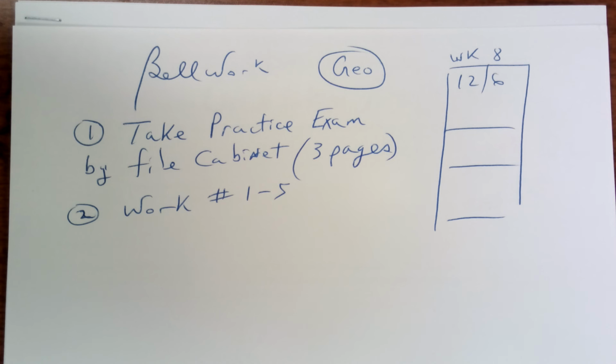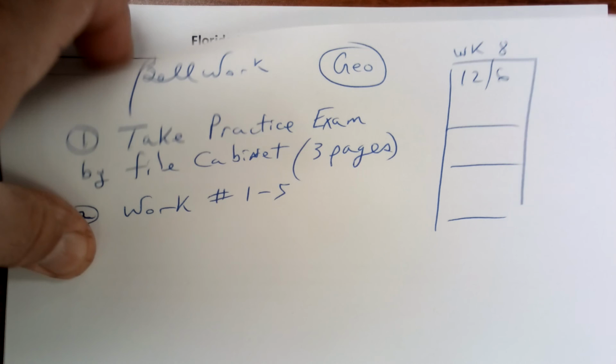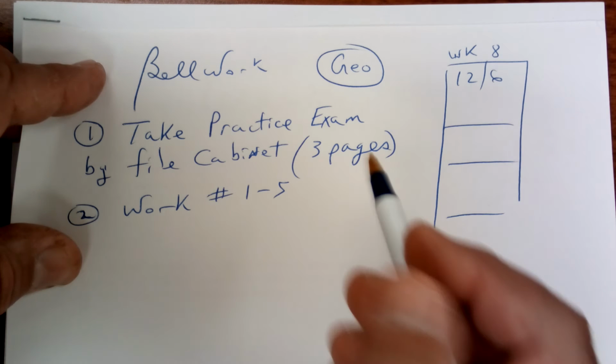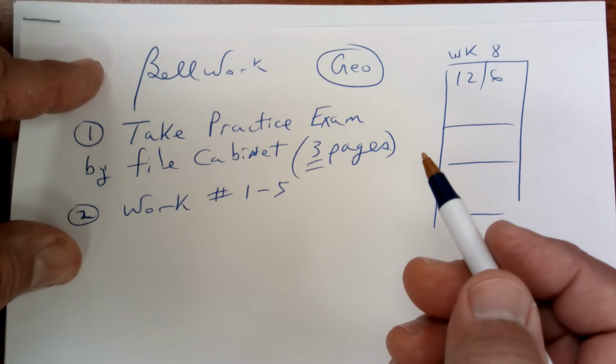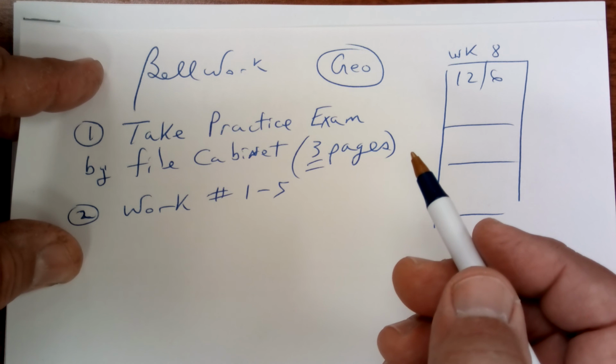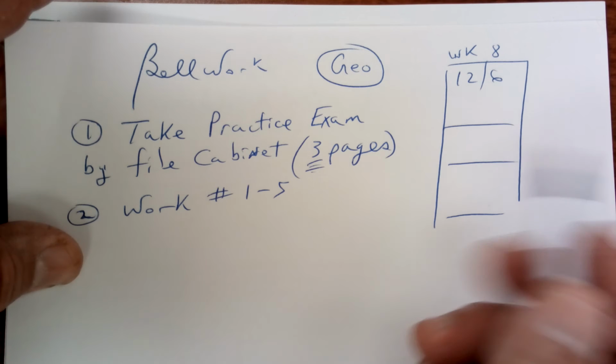We have the EOCs next week, and for geometry and MCR, it will count as a midterm grade, and the county for geometry will figure out the grade there. Let's take a look here. If you didn't already get your 3 pages up in the front by the file cabinet, by the Cheetos box, 3 pages. Let's take a look here.